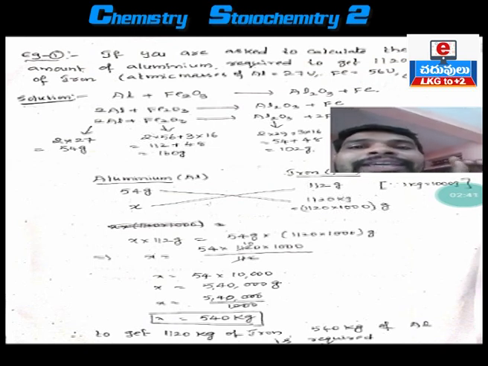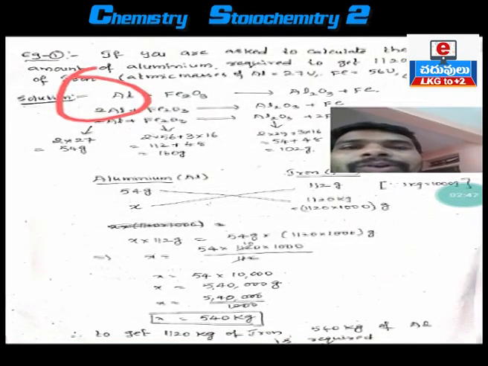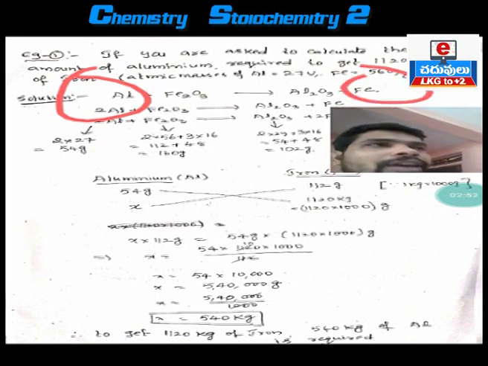Clear? Here, if you read the problem, the amount of aluminium required to get 1120 kilograms of iron. That means here aluminium will be one of the reactants. To get 1120 kilograms of iron, that means iron will be the product. We know one reactant and one product. Aluminium will be one of the reactants and iron will be one of the products. By using aluminium and iron, we are going to make the chemical equation.